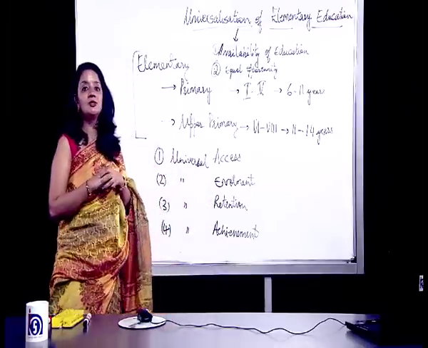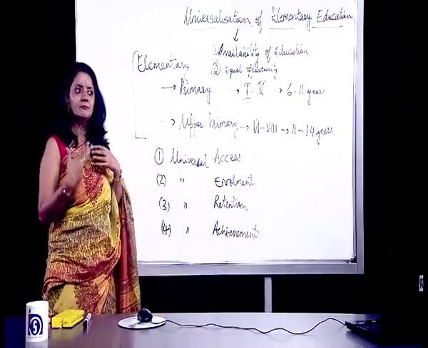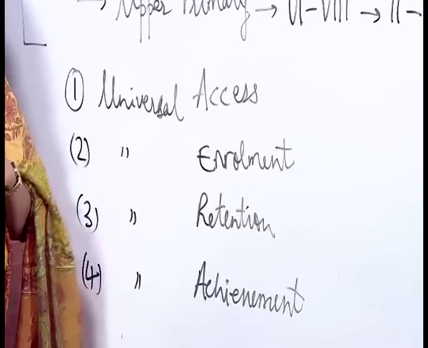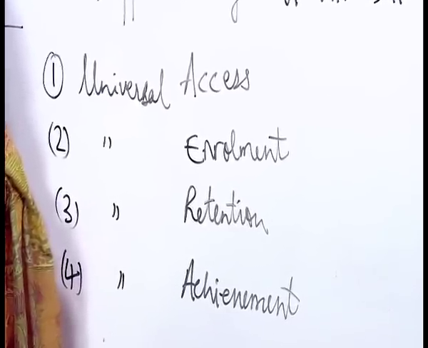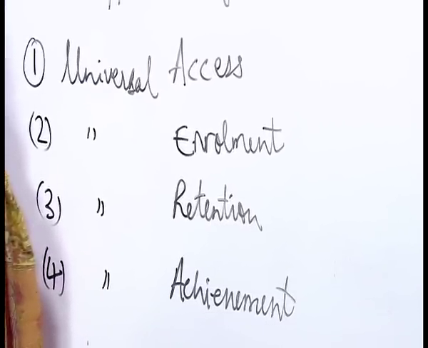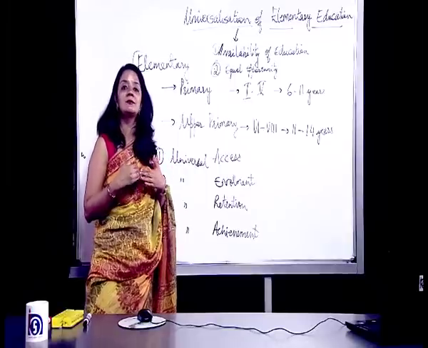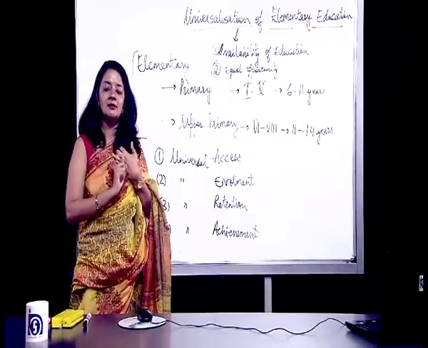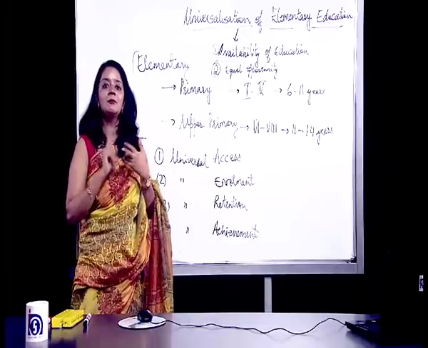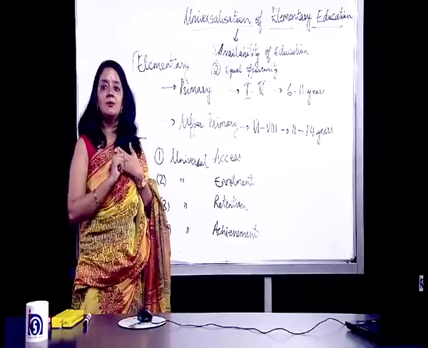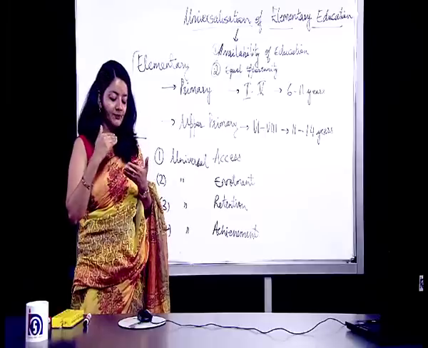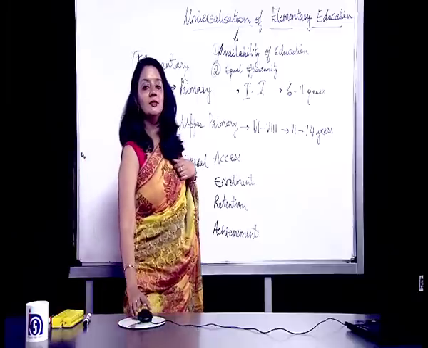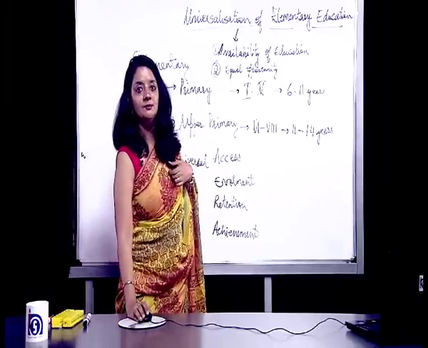Now, universal retention is about retaining the child in the school. And the fourth one is universal achievement. Universal achievement is saying that the child is able to pass his exams. Access has been given, enrollment is done, retention is done. Now what about the achievement? That whether he is able to get the desired scores or not. So this is what is universalization of education.